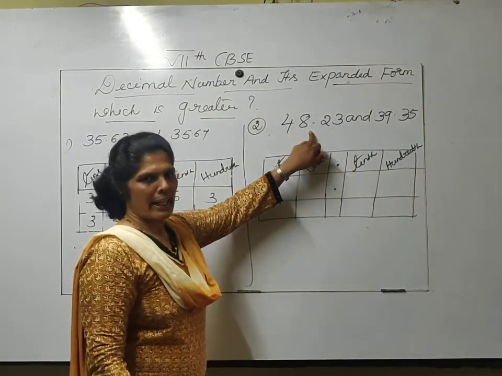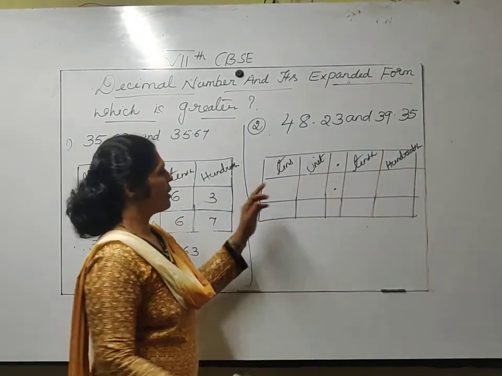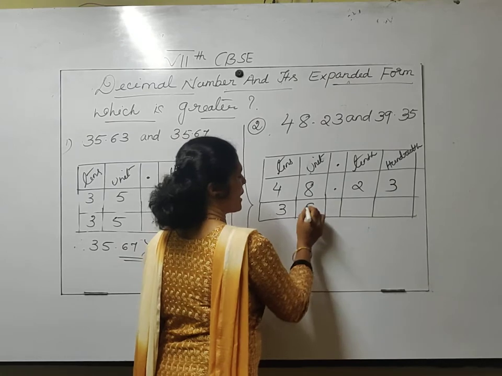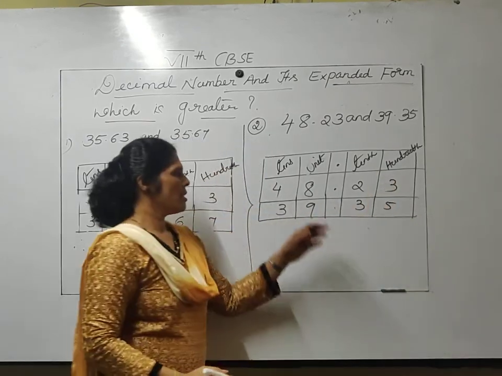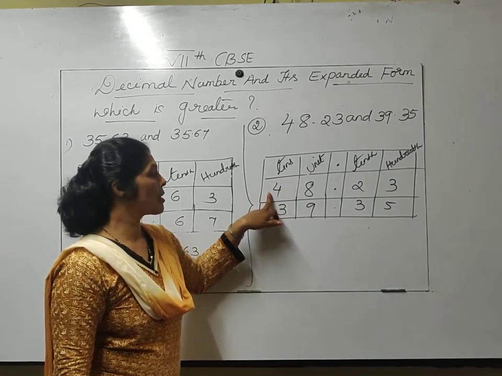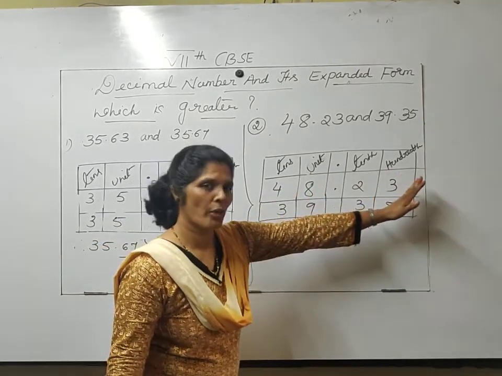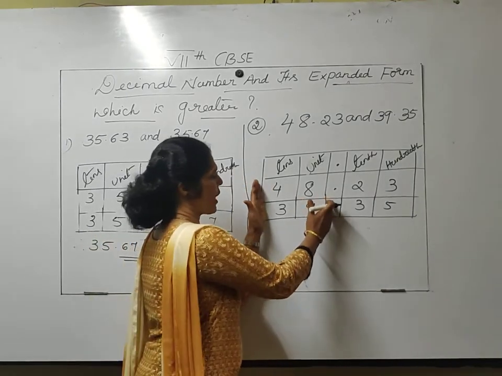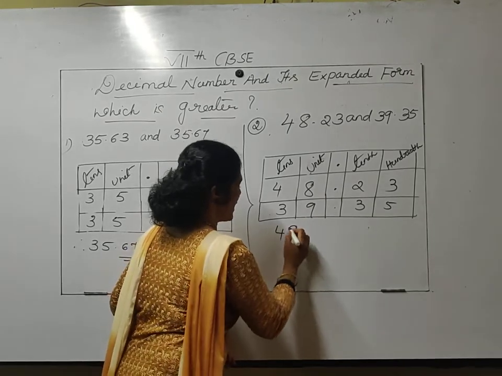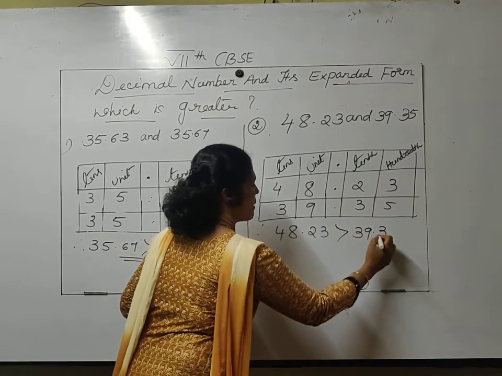Now let us look at second example, 48.23 and 39.35. Here also we do like this only. First compare tens places, that is 4 and 3. Here which number is greater here? 4. Right? Unit place 8 and 9. No need to see now 10th and 100th place, because here only you can clarify 48 is bigger than 39. So 48.23 is greater than 39.35.